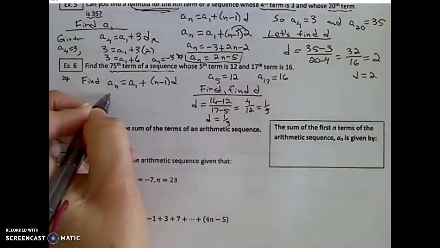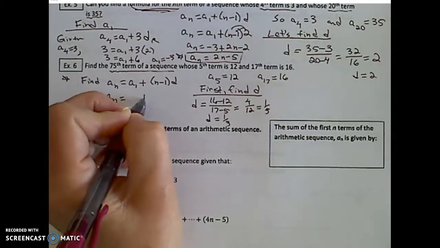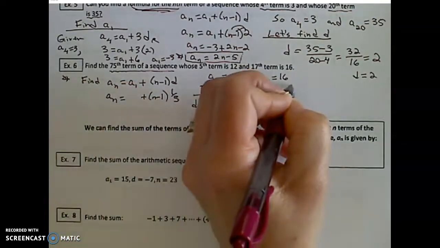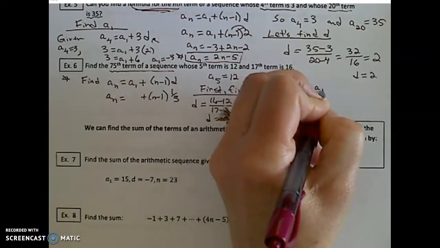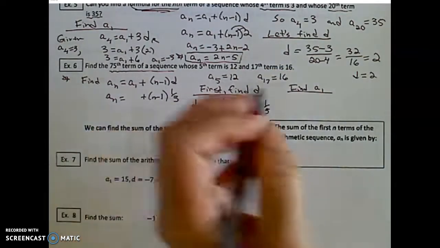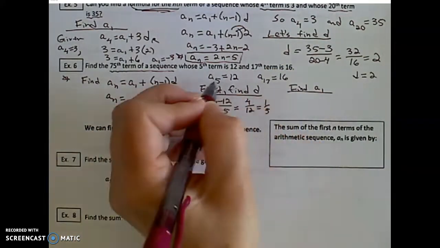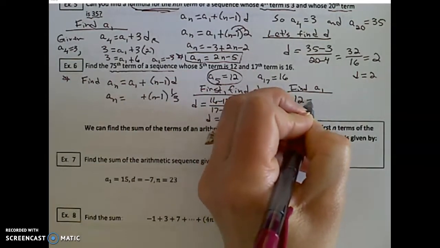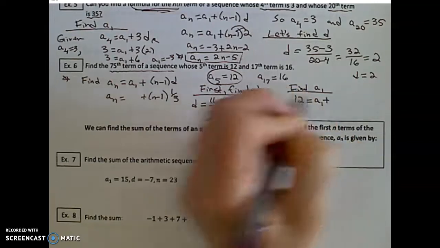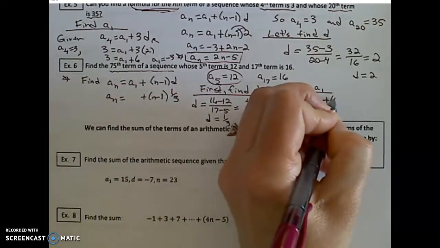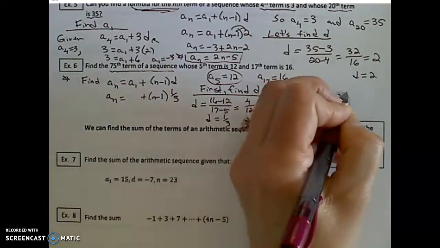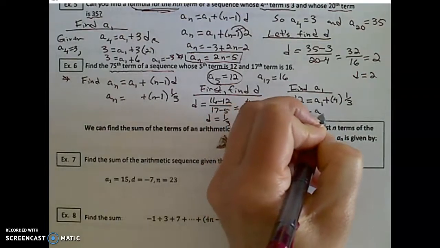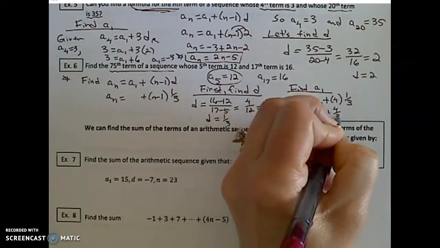Let's start to plug that in. So a sub n will equal a sub 1 plus n minus 1 of those differences. But then we have to find that first term. So find a sub 1. How did we find a sub 1? I might use the fact that a sub 5 is equal to 12. So 12 will equal the first term plus, for the 5th term, I would only have 4 of those common differences, and my common difference was 1/3. So 12 will equal a sub 1 plus 4/3.